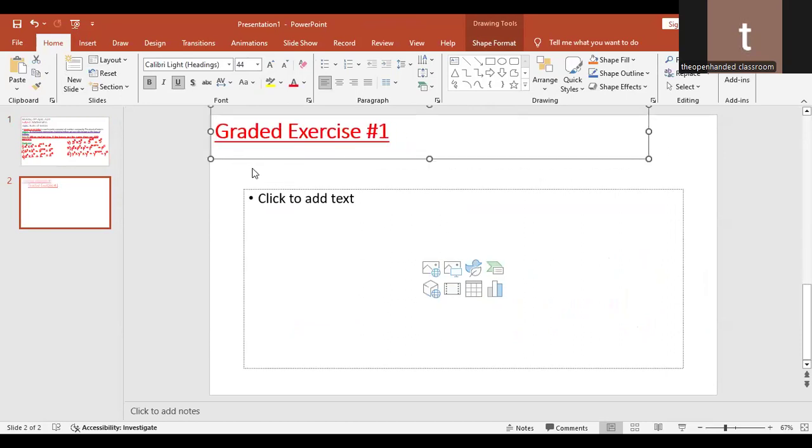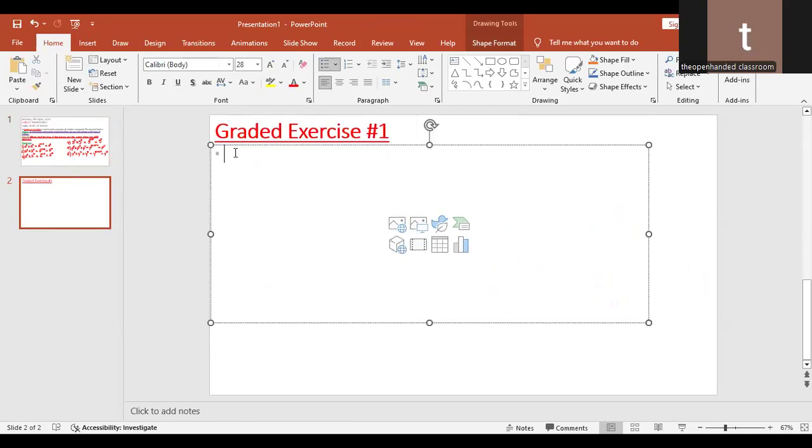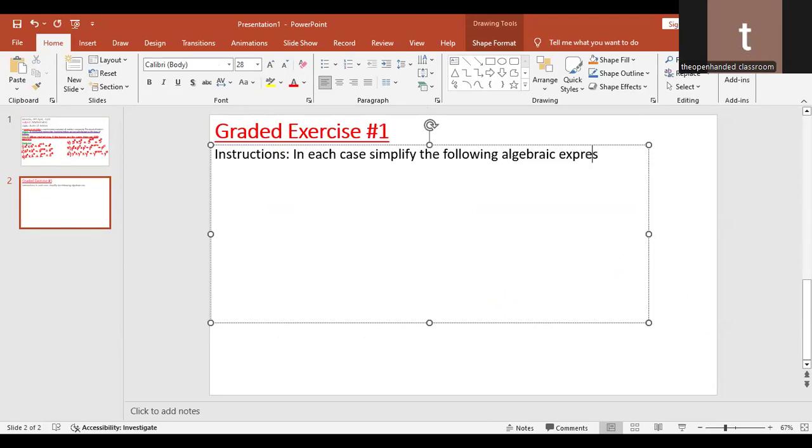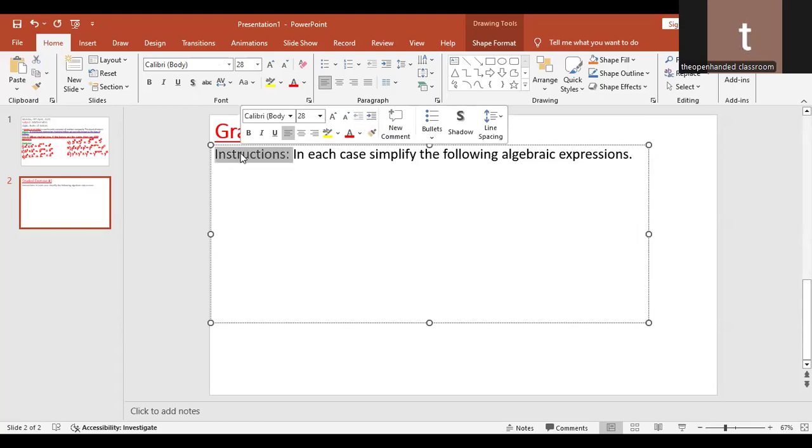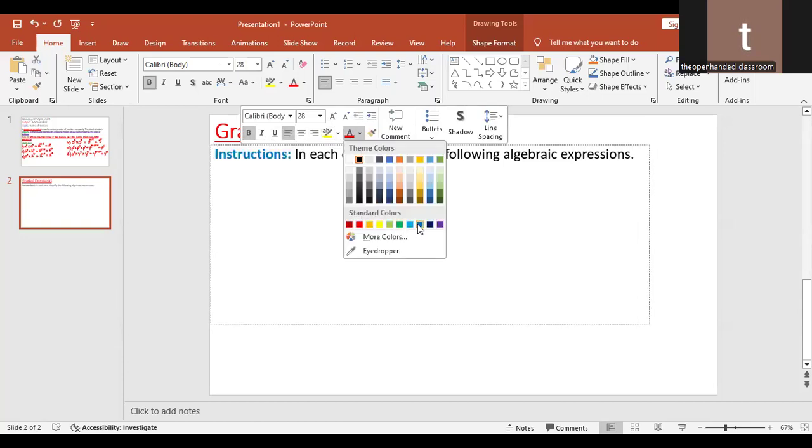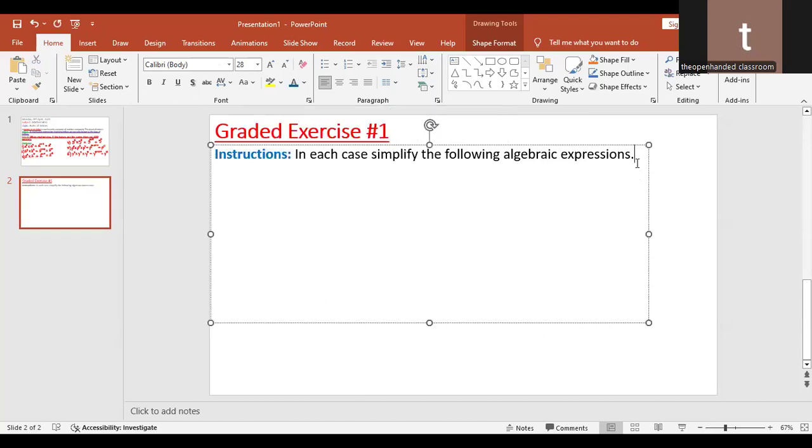So the instructions are to, in each case, simplify the following algebraic expressions. So in each case, we want to simplify these algebraic expressions. All right, I'm not going to give you a lot because we have to move on to the next grade exercise. So let's say number 1.